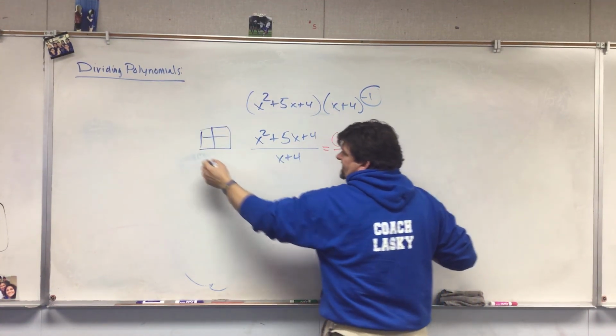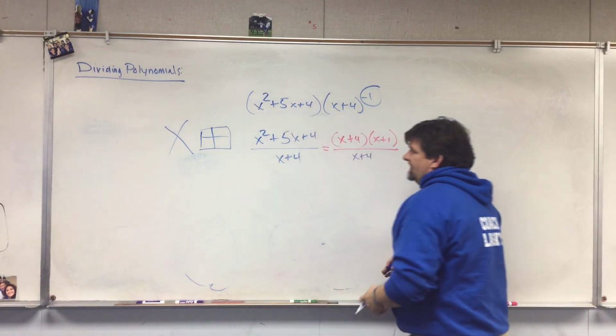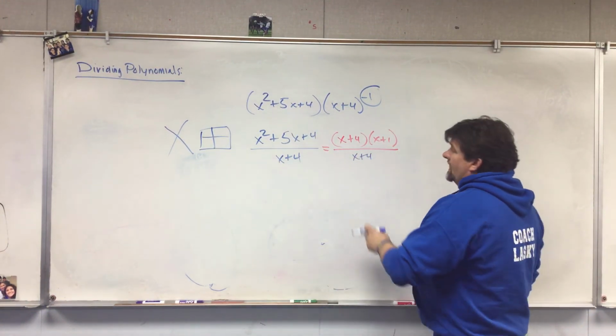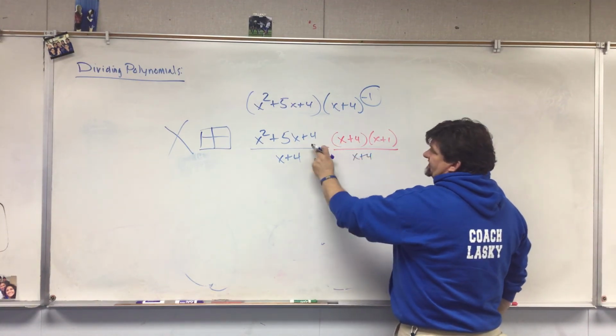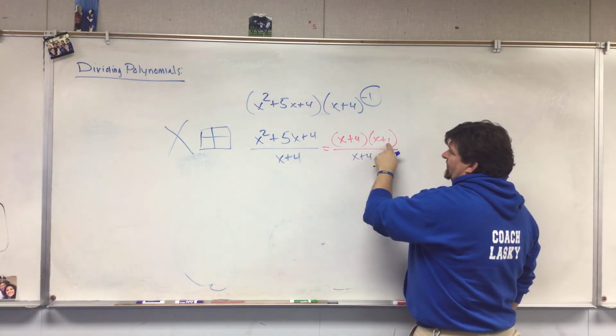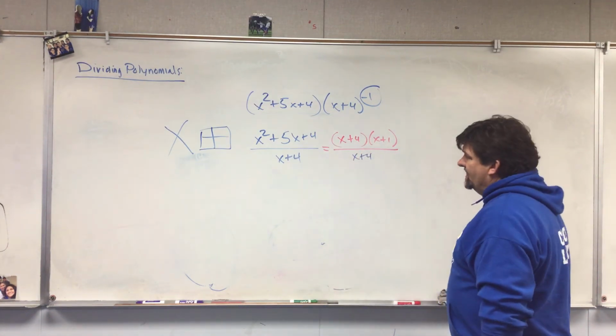You can do the box method, the upside down method, the big X method, whatever you want to do to factor this one. What times 4 adds to make 5? 4 times 1 makes 4, and 4 plus 1 makes 5. That's kind of how I came up with that.